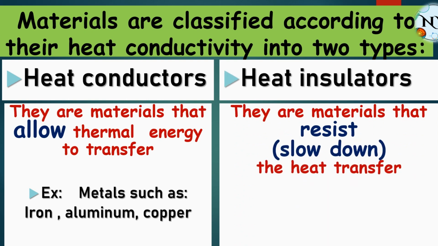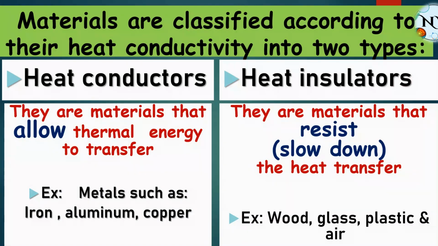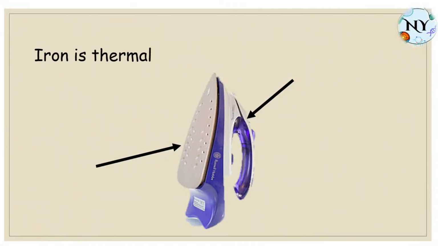What about the second type? They are known as heat insulators. Heat insulators. So here, we don't say they are materials that don't allow heat transfer. Why we cannot say don't allow? I'm going to explain it after a few moments. But what is the key word of insulators? Here, they are materials that resist or slow down the heat transfer. So heat insulators, they are materials that resist or slow down the heat transfer, like wood, glass, plastic, and air.